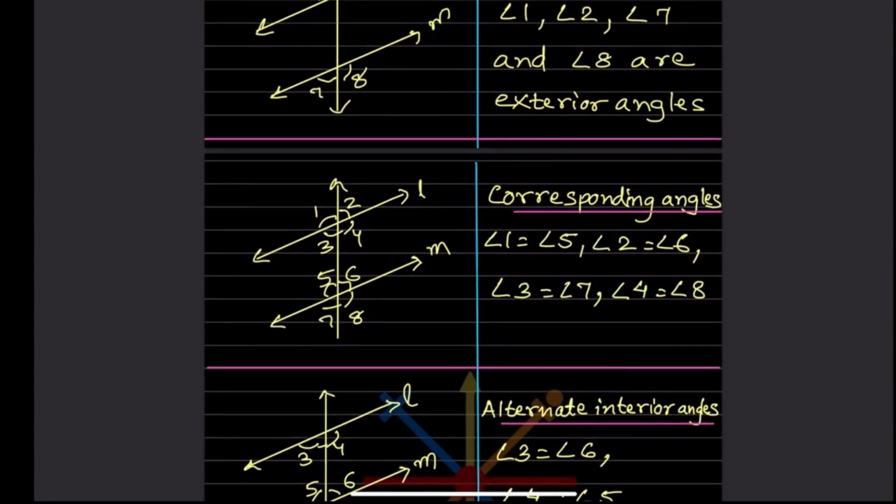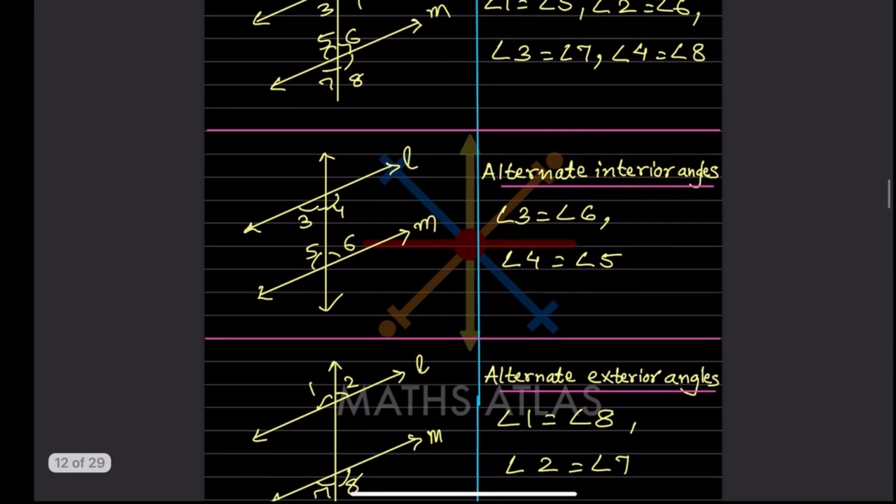Now the corresponding angles. See here, corresponding means this 1 and 5, then 2 and 6, then 3 and 7 and 4 and 8. They are called the corresponding angles. Then the alternate interior angles means it should be interior but it should be alternate. This is the transversal, so if one of the angles is here, the second should be on the other side. So angle 3 is equal to angle 6 and angle 4 is equal to angle 5. So they are the alternate interior angles.